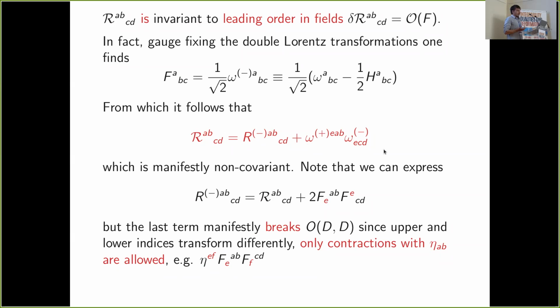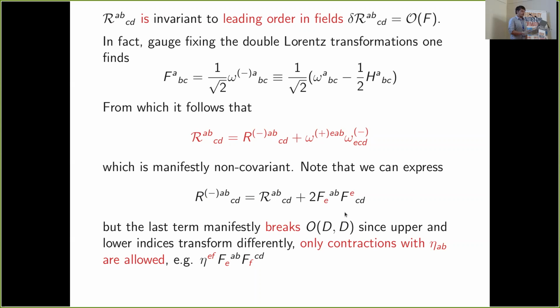Okay, going the other way, we can express, obviously from this equation, instead R, the usual Riemann tensor, in terms of this curly R, and we can go backwards and write the spin connection in terms of this generalized flux. And if you do that, you get an expression like this. But the problem is that this last term does not transform nicely under ODD.